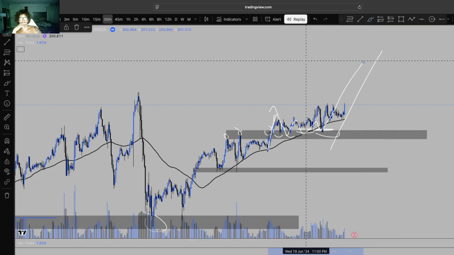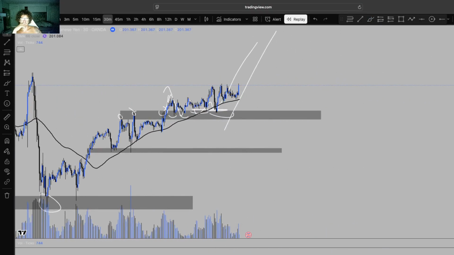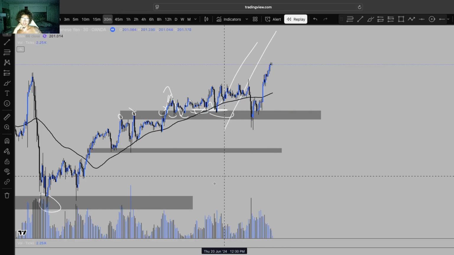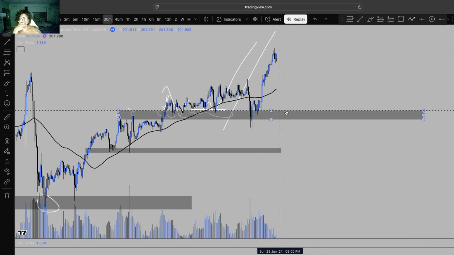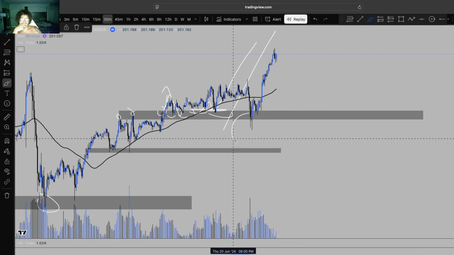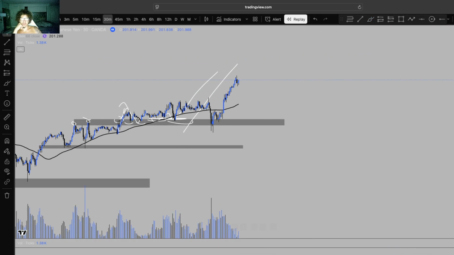All right. Let's see what it does. All right. Let's keep going. Okay. Came back into the zone again and made it a support. Okay. Came back into the thing and made it support. Let's keep going.